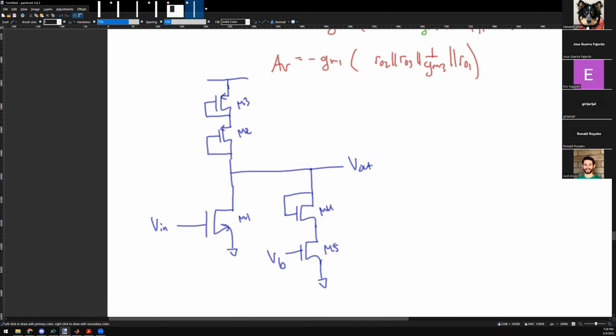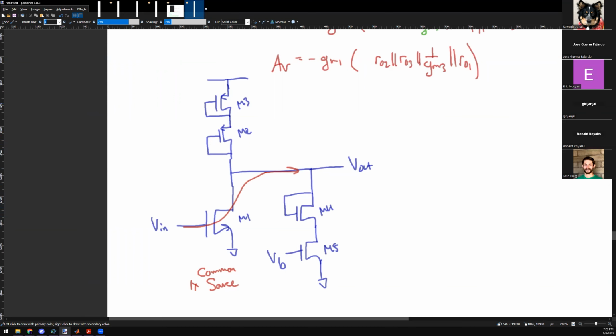Where's the main signal path going through? Which FET? M1. And what type of device? NMOS. What configuration? Common source. Good, common source. So I know it's a common source stage, and that's it. It's just one common source stage. What happens to 2, 3, 4, and 5? 2, 3, and 4 look like diodes to me.